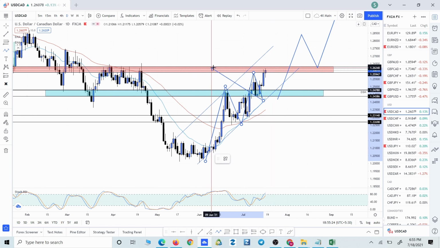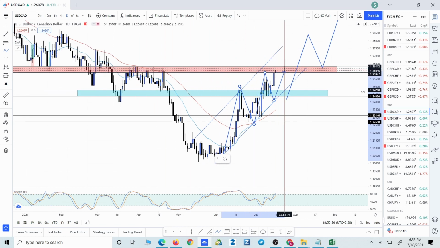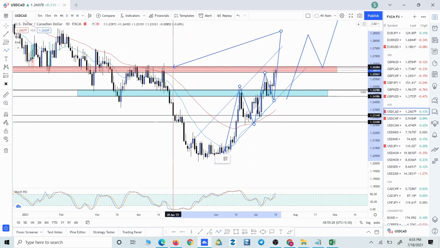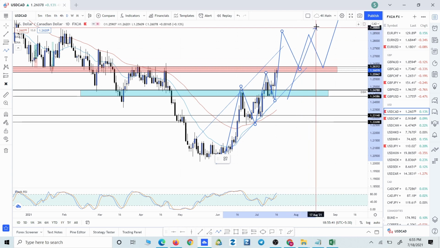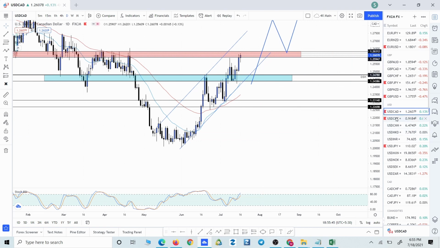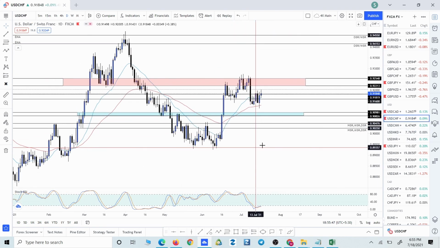Personally, I am waiting for the price to break and close above this strong resistance zone, and once that happens, I'll be waiting for the price to retrace back to this strong resistance turned support zone, and I would like to take an entry on a smaller time frame to go long. So that's what I'll be waiting for on USD Cad, guys. Now let's move to USDCHF.